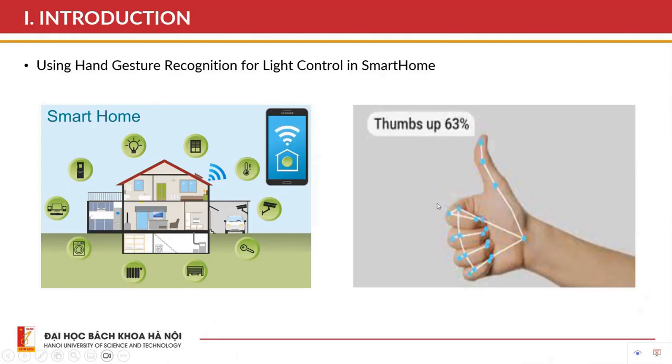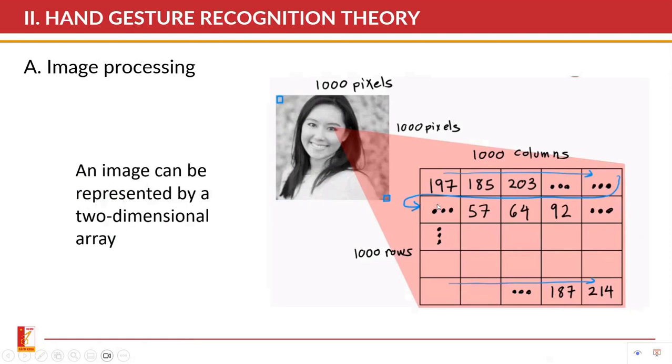So, we're going to go to the hand gesture recognition theory. First one is image processing. An image is defined by pixels. For example, this image is 1,000 times 1,000 pixels, so there are 1 million pixels in this picture, and an image can be represented by a two-dimensional array.